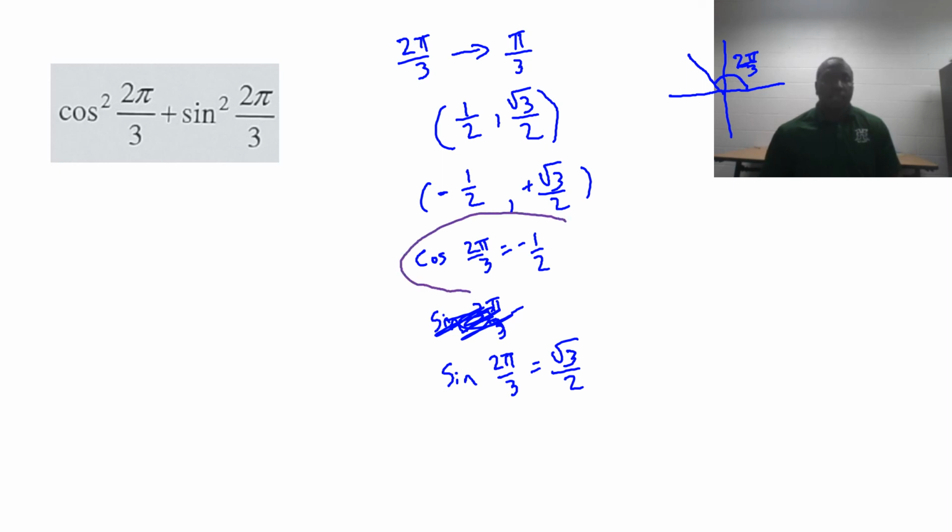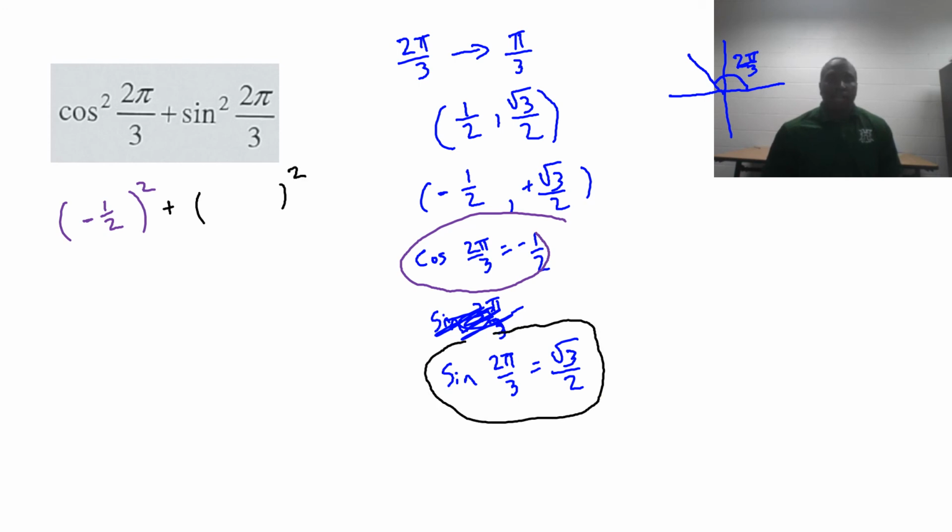So let's suppose that we substituted those values. Again, cosine of 2 pi over 3 is negative 1/2. The first part of this problem says whatever we input squared. So it's negative 1/2 squared. We're then going to add, again, the second part says whatever we input, we're squaring it. So we have sine of 2 pi over 3, which is radical 3 over 2. If we square it, what's 1/2 times itself? 1/2 times 1/2 is 1/4. So 1 times 1 is 1, 2 times 2 is 4.